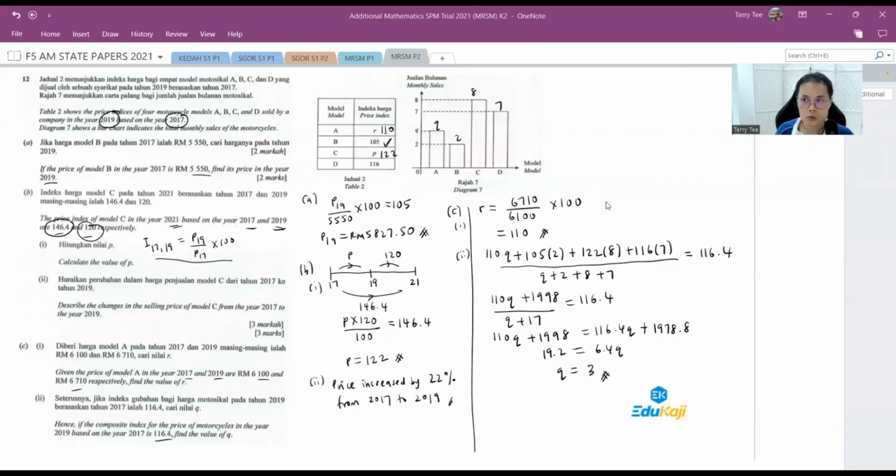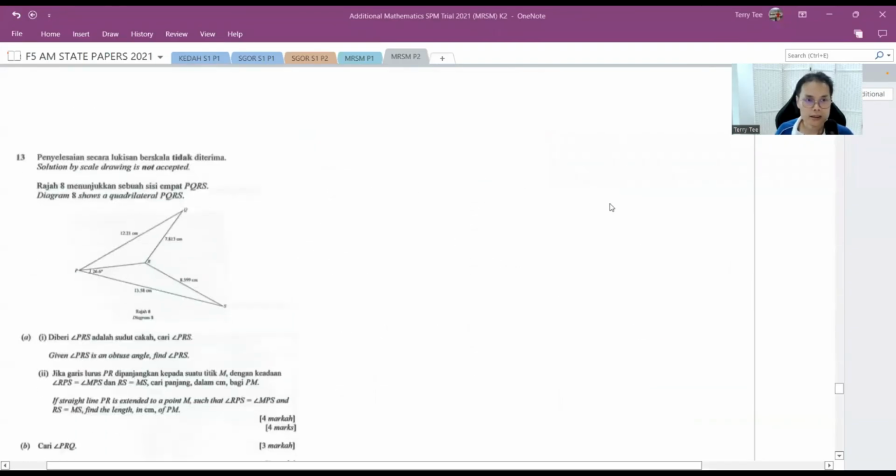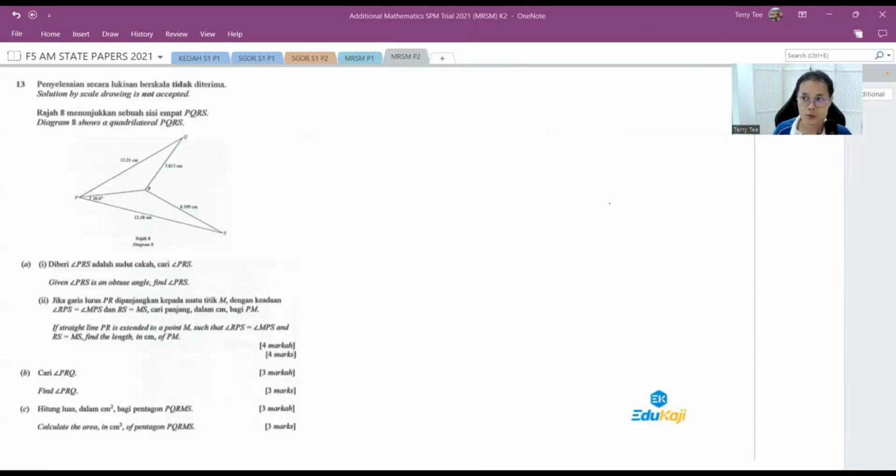Okay, moving on to question number 13. This question 13 is solution triangle, chapter 9, form 4. First of all, you're given a quadrilateral PQRS. And you're supposed to find angle PRS given that PRS is an obtuse angle. So PRS is this angle.